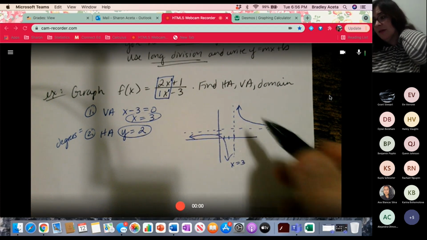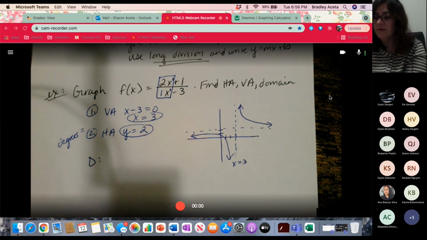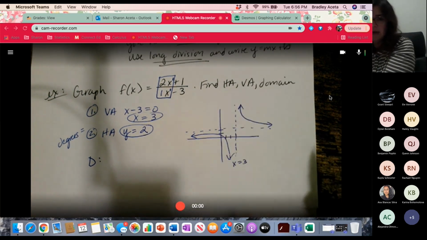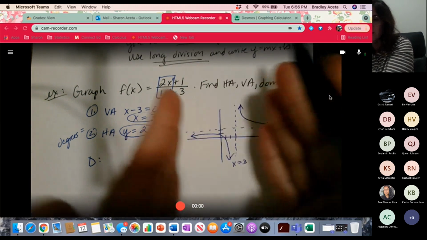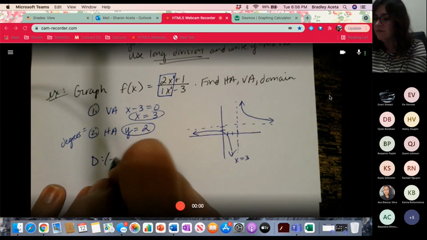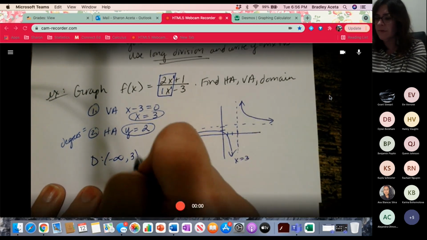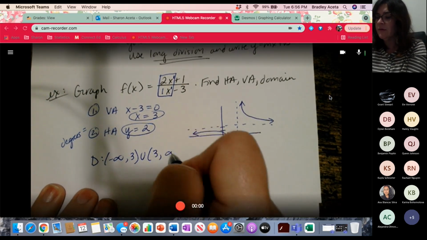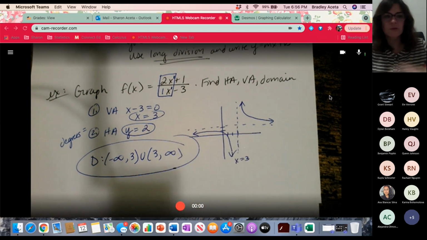And now let's state the domain. The domain is up to the x equals 3, the vertical line, because our domain is how wide. So it's this one right here. It's going to go from negative infinity up to the vertical asymptote at 3, united with 3 to infinity. So there's your three answers for that. No problem.